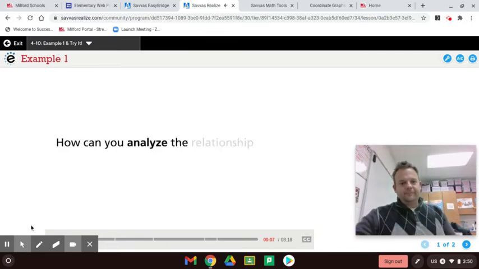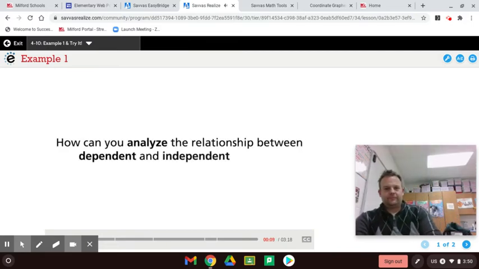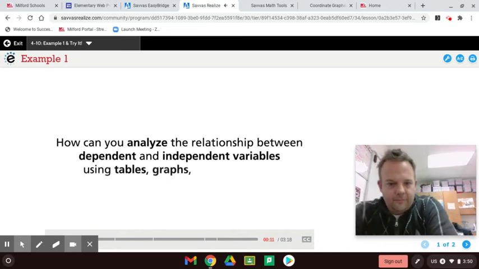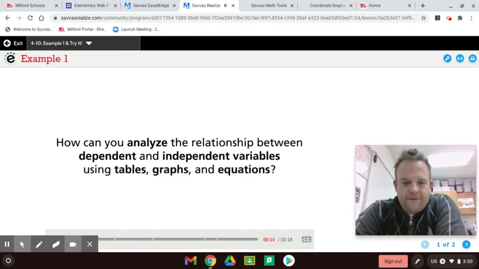How can you analyze the relationship between dependent and independent variables using tables, graphs, and equations? Think about this question during the lesson.